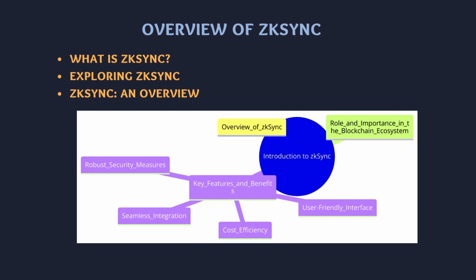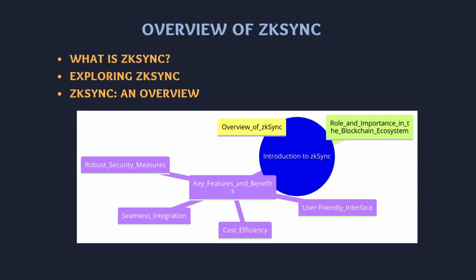Now, let's talk about zkSync, a pivotal technology in the blockchain ecosystem. zkSync is a specific implementation of zkRollup technology, designed to enhance the scalability of the Ethereum blockchain. By leveraging the principles of zkRollup, zkSync combines on-chain and off-chain processes to achieve higher transaction throughput while maintaining robust security. The role of zkSync in the blockchain ecosystem is significant.